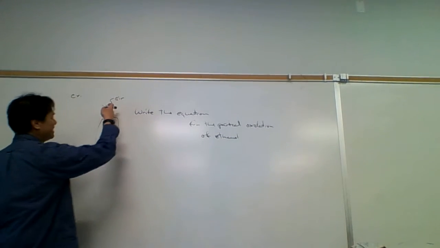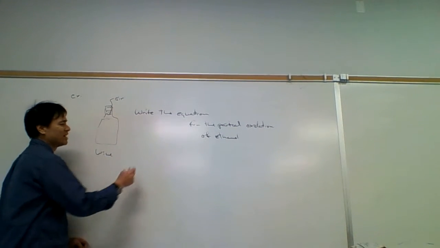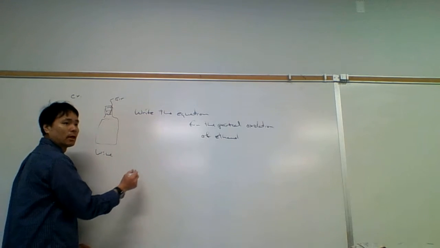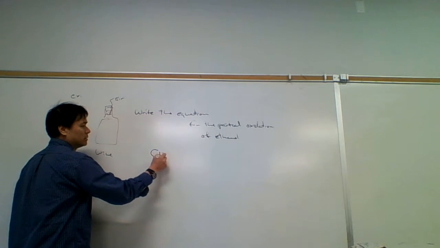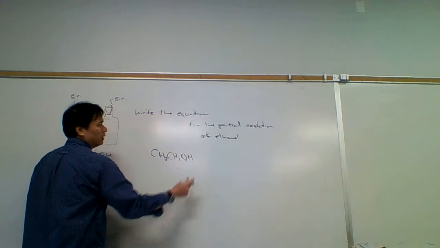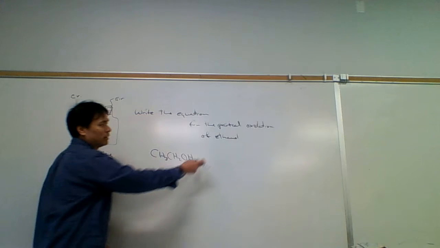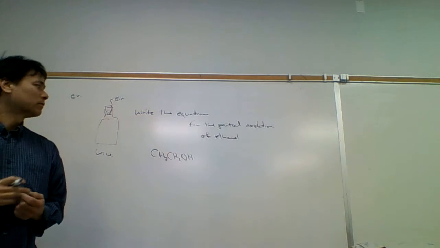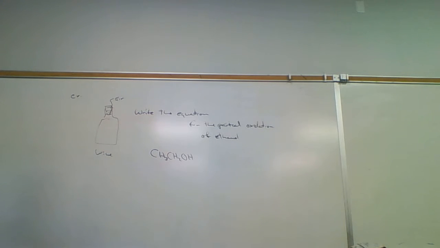So if air leaks in here, then ethanol can be oxidized. Ethanol, the formula, do you know what the formula for ethanol is? Ethanol is CH3CH2OH. In organic nomenclature, "eth" means 2 carbons. So there are 2 carbons here, and then we fill in the rest of the structure.